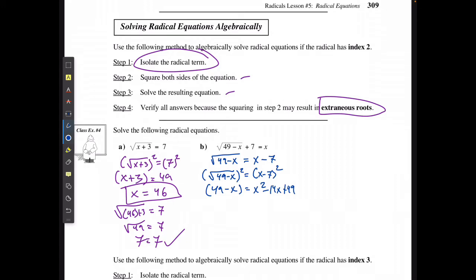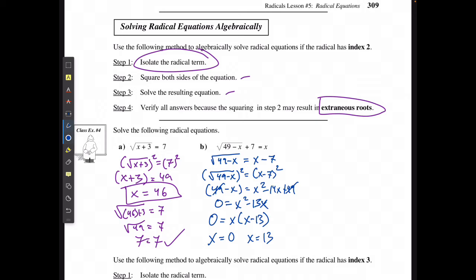When I move the 49 and the x over, then I wind up with 0 is equal to x squared minus 15x, and the 49 minus 49 is just going to cancel each other out. Oh, sorry. Minus 13x. I'm going to add 1x to both sides. So 0 is going to equal x times x minus 13, which means x is going to equal 0 or x is going to equal 13.